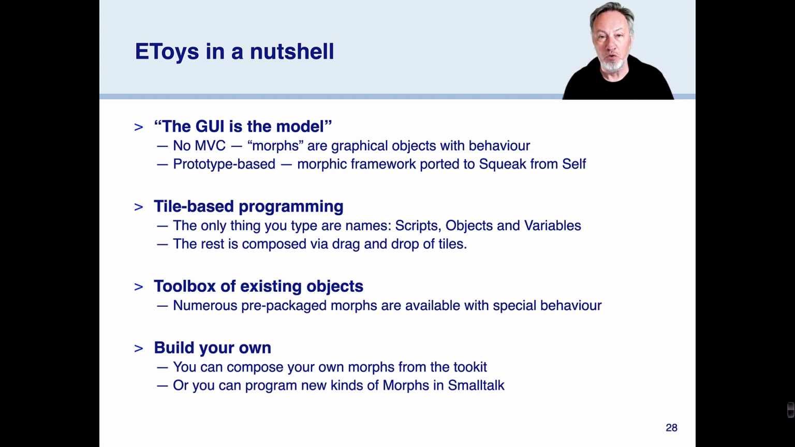You also have a toolbox of existing objects that you can reuse. So these are prepackaged morphs with special behavior. We'll see some examples. And you can also compose your own morphs from the toolkit or program. If you want to, you can escape from the environment and develop new morphs in the Smalltalk language.